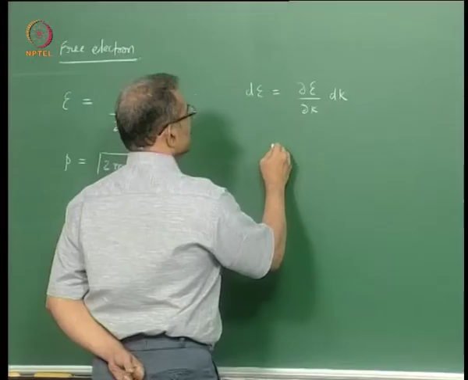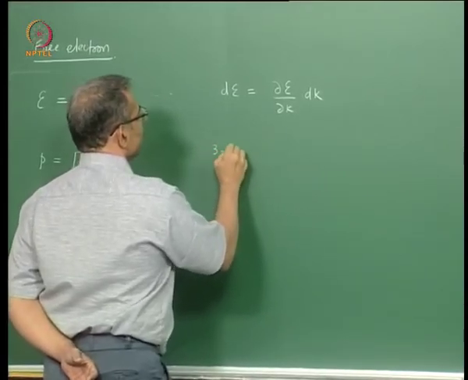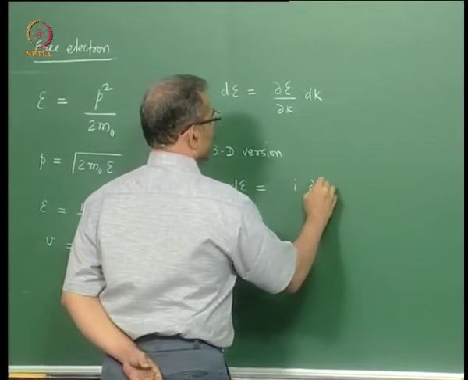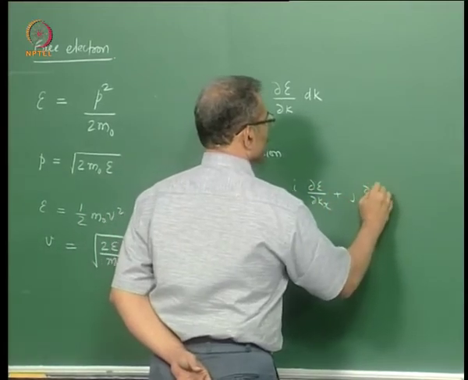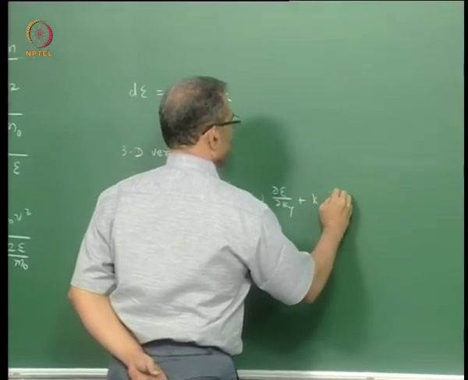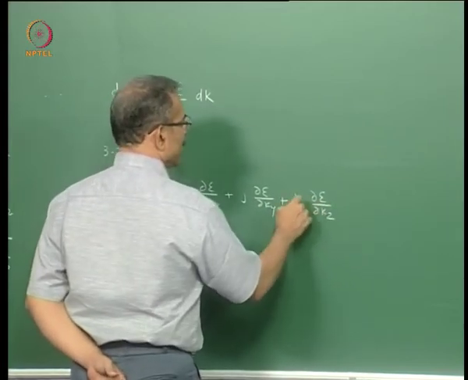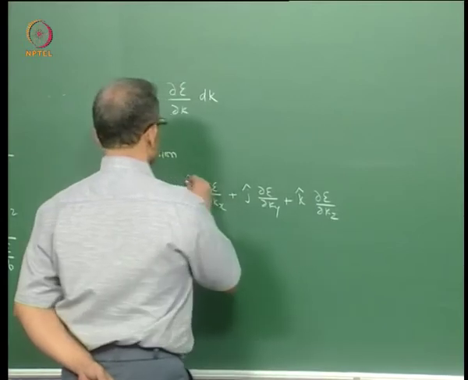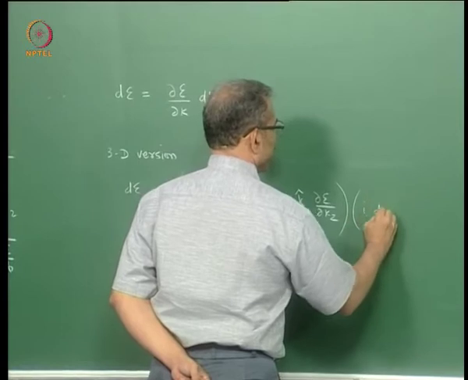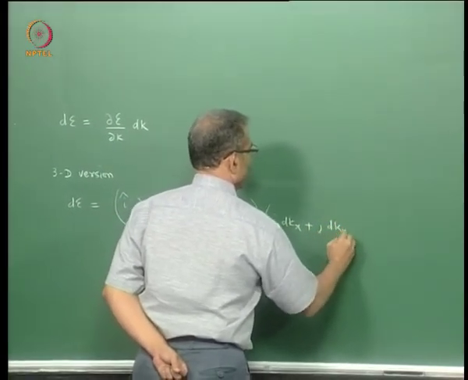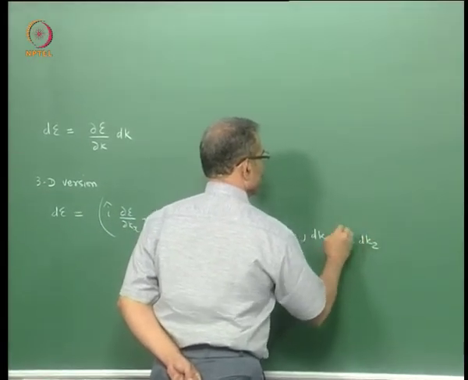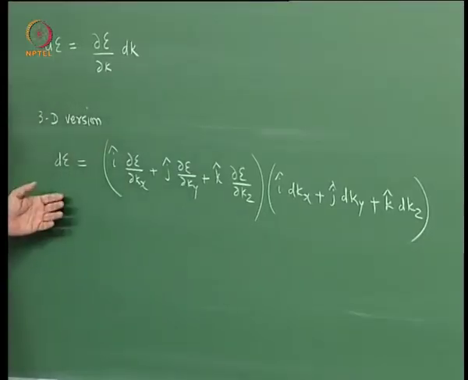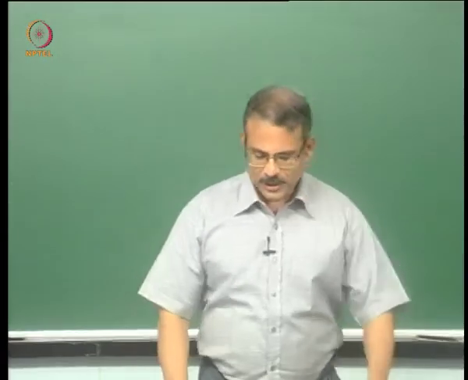Now when you take it in 3 dimensions, this is written as i into dou E by dou kx plus j into dou E by dou ky plus k into dou E by dou kz. Now it is important to note this k and this k are not the same. This is the vector in the z direction, the unit vector in the z direction. Okay. So this is multiplied by i dkx plus j dky plus k dkz. Again this k with a hat is a unit vector, different from the wave vector k. Okay. So this is how you get dE from elementary calculus. Now that is what is written here.